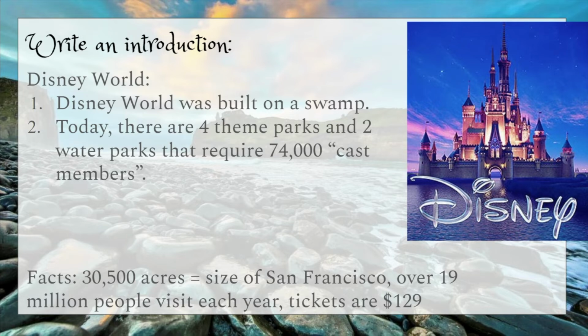So if I'm going to write an introduction, I start with my hook. I could use some interesting facts like I have at the bottom here, like how big it is, how many people visit it, how much tickets cost. And then I'm going to have my link. I'm going to tell you what Disney World is in case you've never heard of it. And then I'm going to list what my two topics are, which would be one, Disney World is built on a swamp.